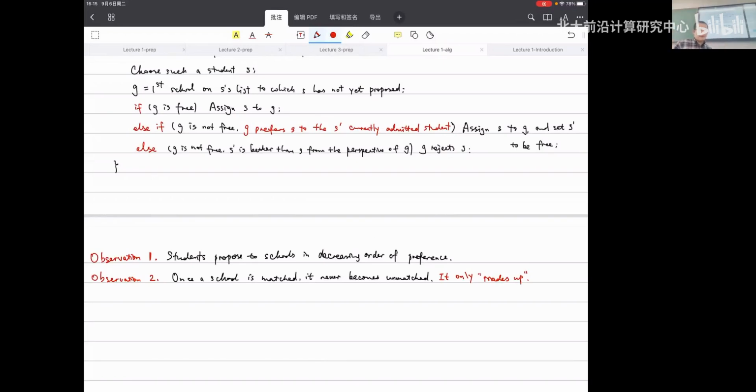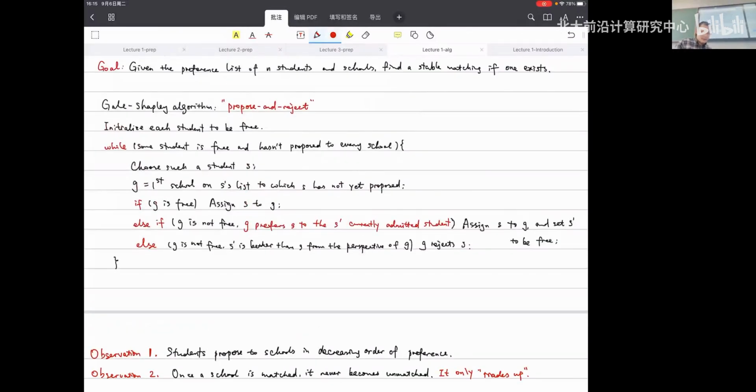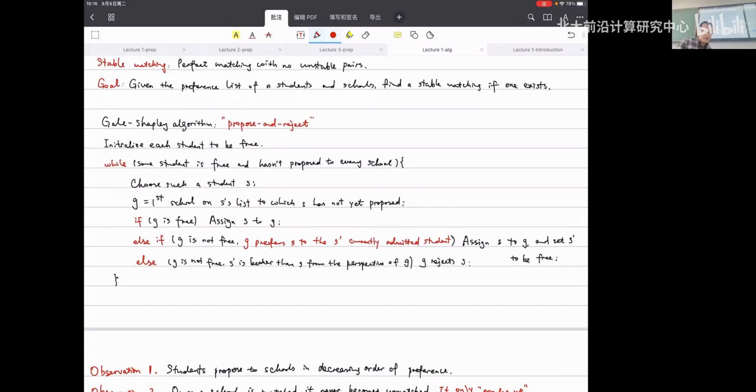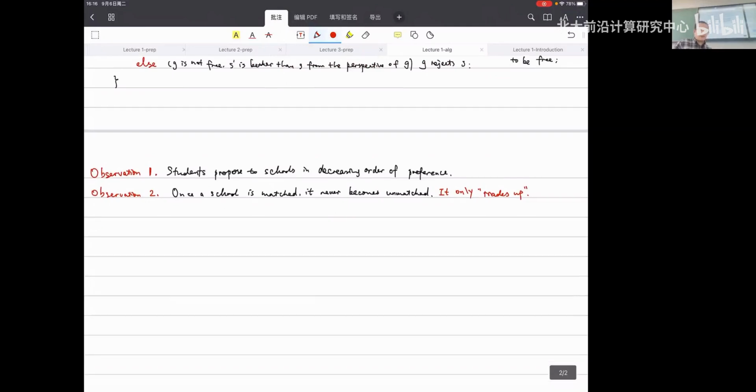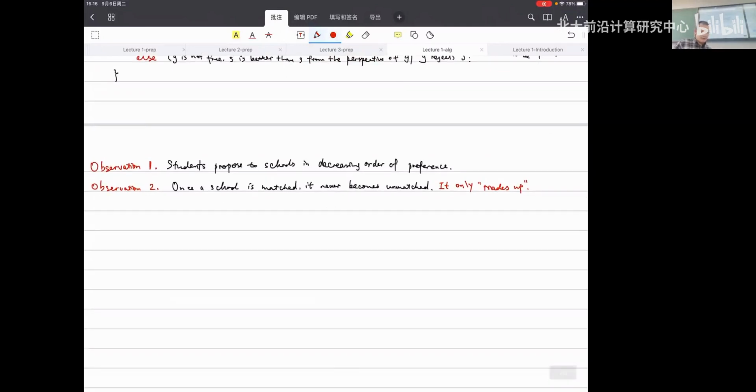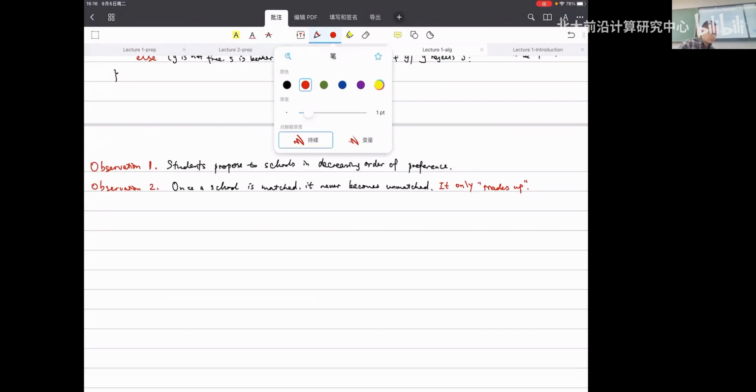And on the other hand, in the else case, if S prime is better than S, then G just rejects S. So the school never trades down. This is a very important intuition, compared to observation 1 that we just explained, that students propose to schools in decreasing order of preference. Let's look at this line again. The G equals the first school on S's list to which S has not yet proposed. So if there is a school that the student has previously proposed to, it can only go down accordingly. This is going to be a very important thing, and we are going to make claim 1 here.